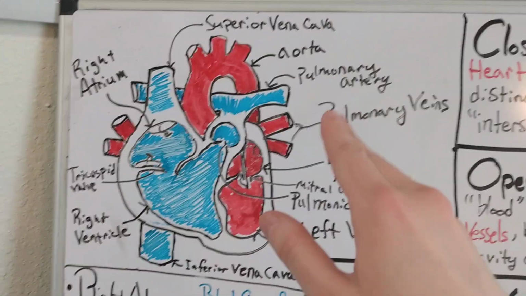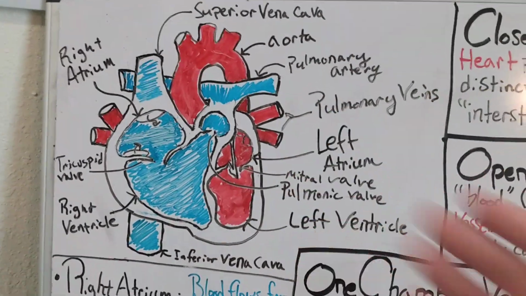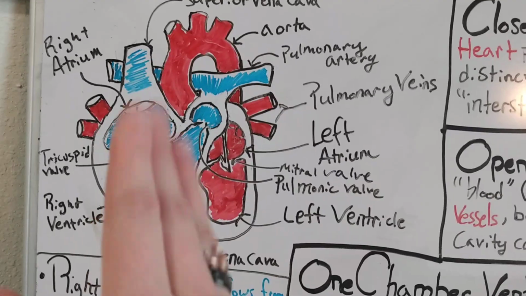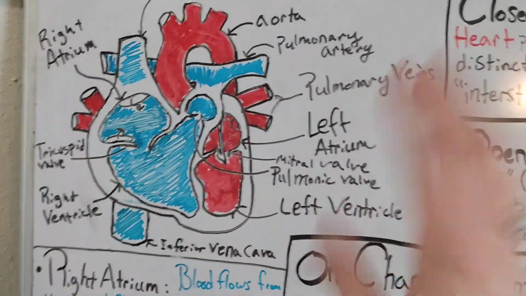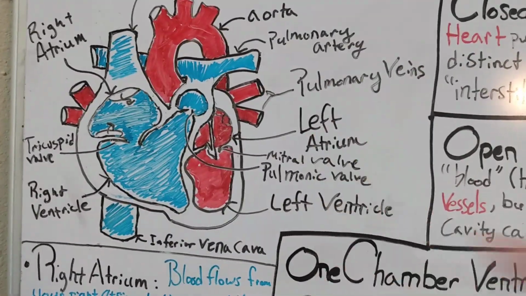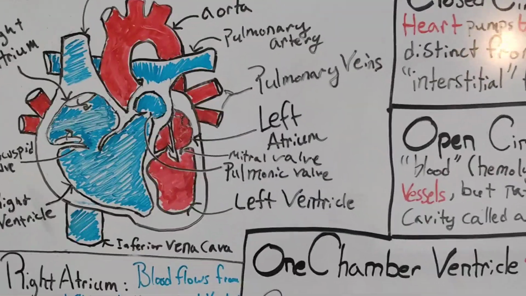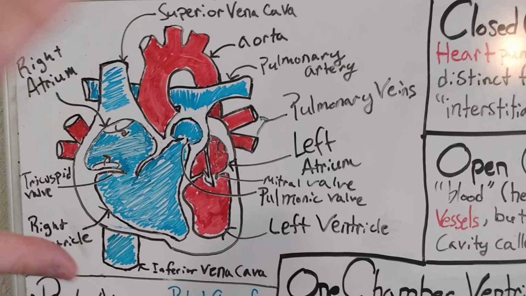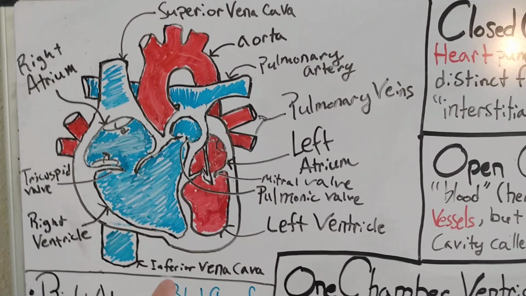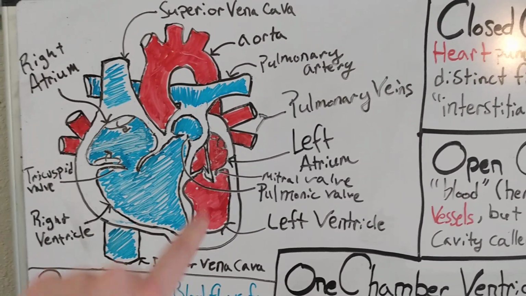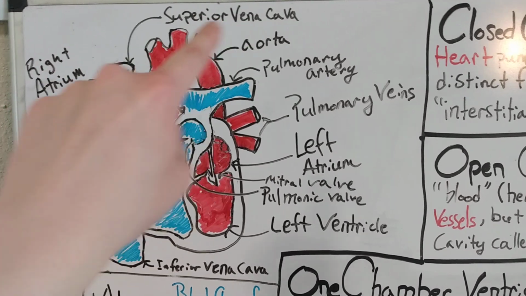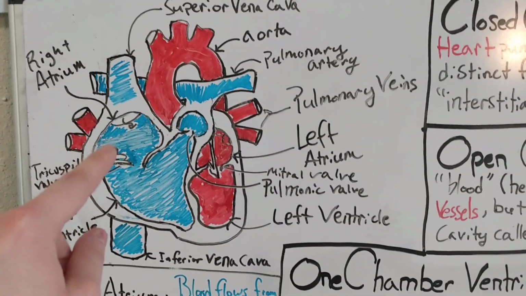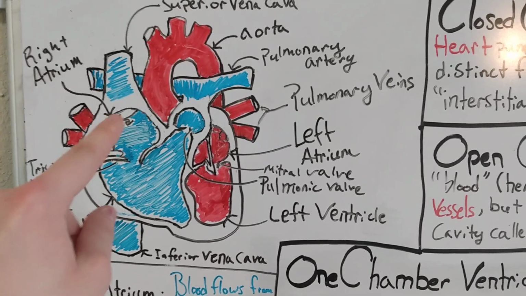Everything that is in red deals with oxygenated blood. So it's always going to be the right side is dealing with deoxygenated blood. The left side is dealing with oxygenated blood. So if we start in on this system, on the right side, what will happen is blood will come in from the inferior vena cava and the superior vena cava. Okay, it will enter through here and here, and it will dump into this right atrium.